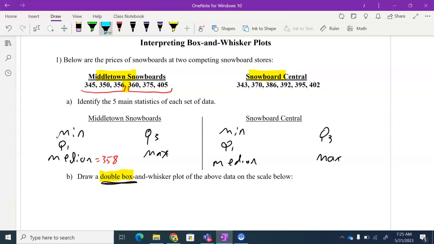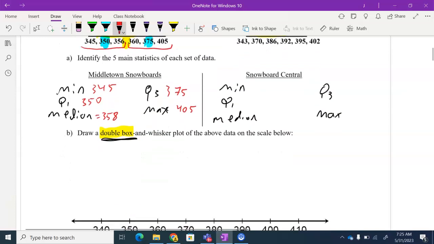Then quarter 1, Q1, is the middle of the low half. So that's 350. That's the middle of the low half. And then the middle of the upper half is 375. That's the middle number of the upper half. So that's 375. Your minimum is 345 and your maximum is 405. So you should be able to create a box and whiskers from that.